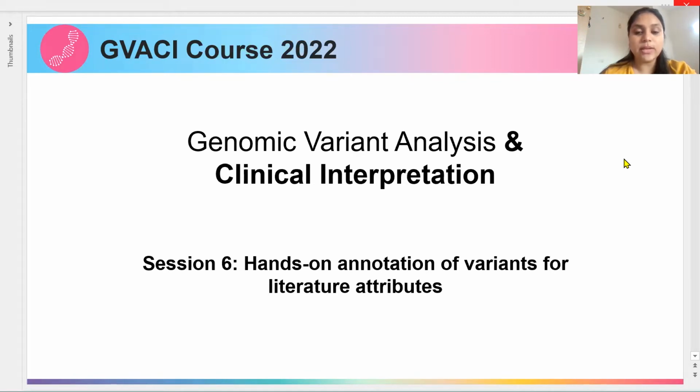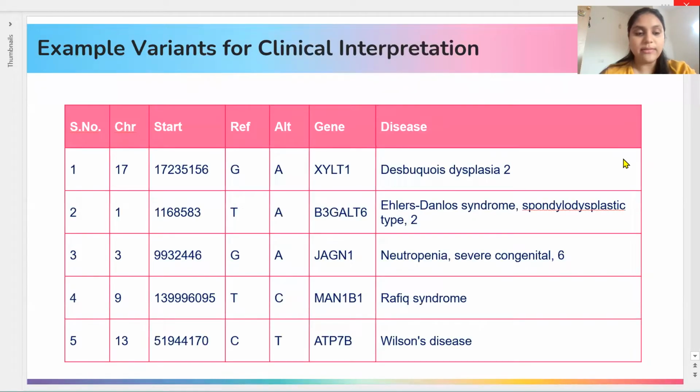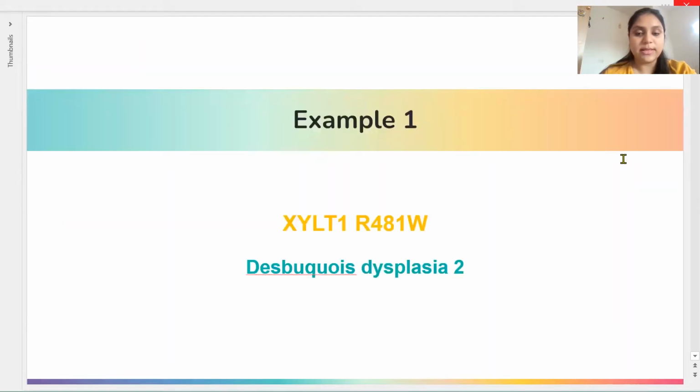Today we will do hands-on annotation of variants and their literature attributes. We have 5 examples in this session and we will take each one of them individually. The first variant is R481W in XYLT1 gene which causes tubercular dysplasia 2.